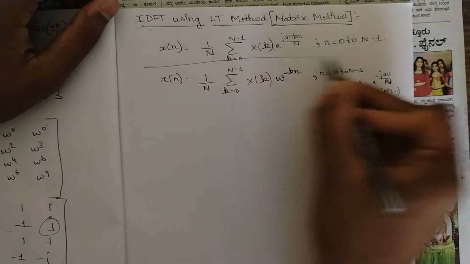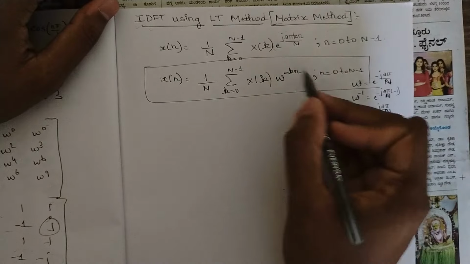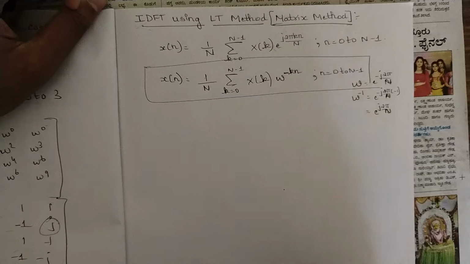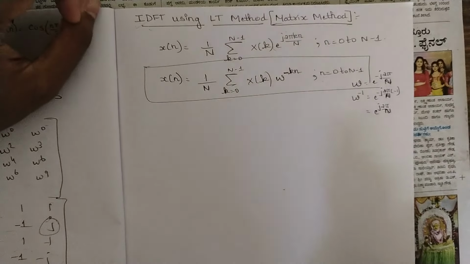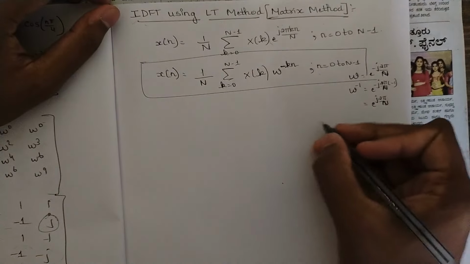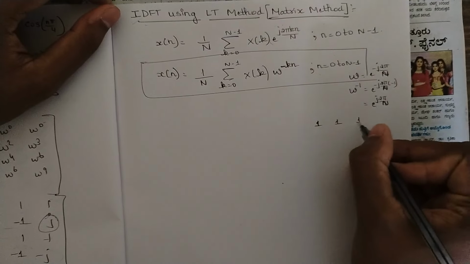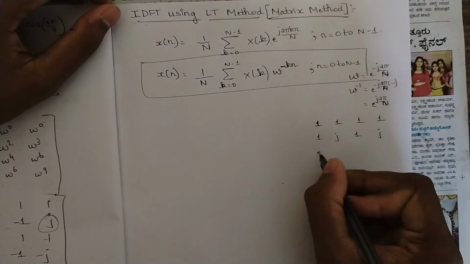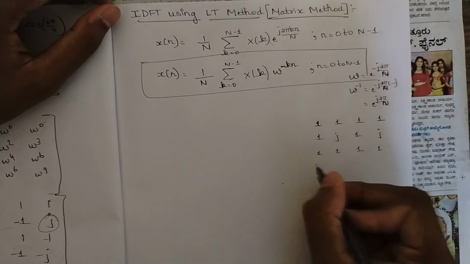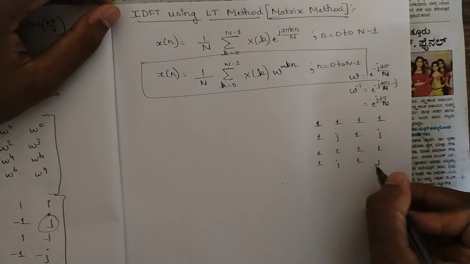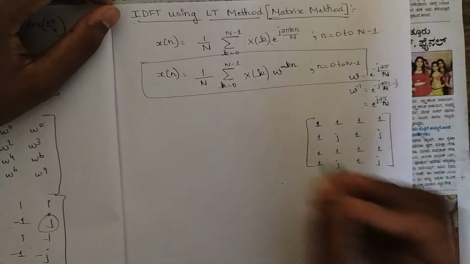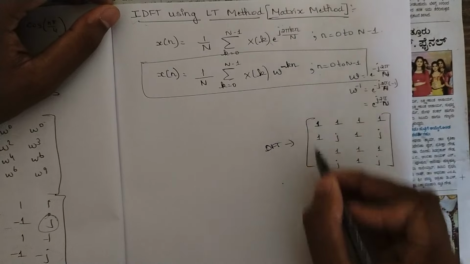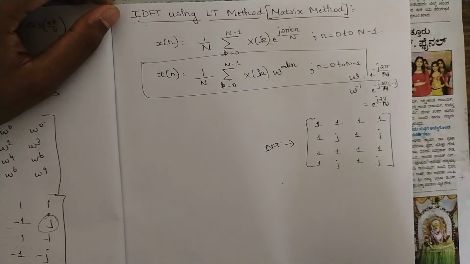And also I've told you how to find the different values of W, and how we should be writing the matrix for different sequences. For a 4 cross 4 matrix we would be having a fixed sequence. For a 4 cross 4 matrix, I told you how to remember it, right? 1 1 1 1, 1 minus j minus 1 j, 1 minus 1 1 minus 1, 1 j minus 1 minus j. This I'm telling for DFT. For DFT, the first row and first column are 1, and that won't be getting changed.